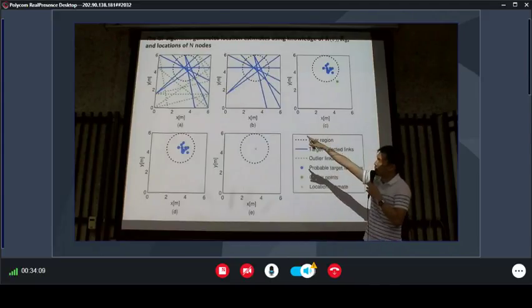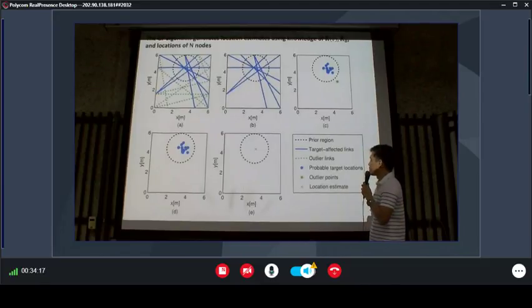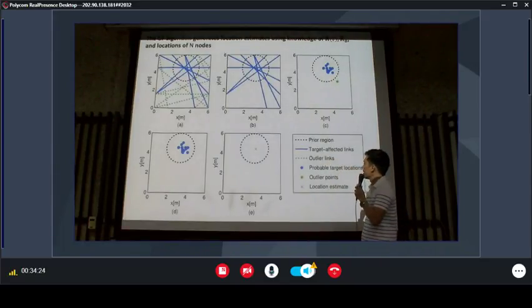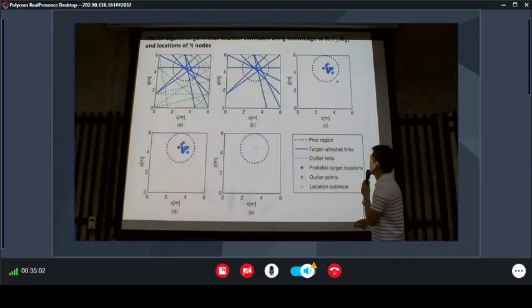So for example, in the upper left figure, say those are the detected links affected by the person's presence. The blue segments are the target-affected links, and then due to noise or some interference, we can detect some outlier links, essentially links that have changes in their RSS but not due to the presence of the target. The circular region is a prior region that we defined from previous location estimates, essentially to rule out those outlier links. So in this middle figure on the top, we have those outlier links removed. And using the remaining links, we solve for their intersections and we arrive at potential target locations or point estimates of the target location.